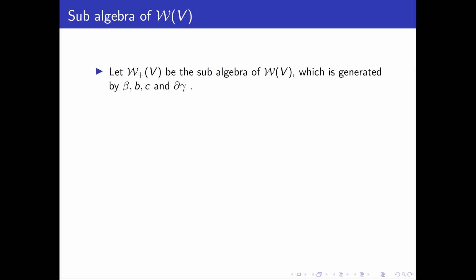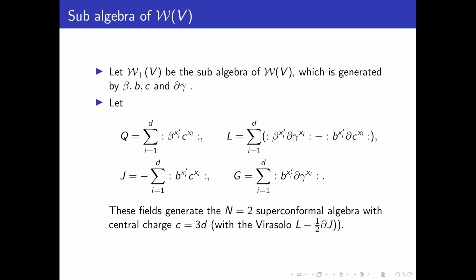So W plus V is such that the only element missing is gamma; everything else in WV is in W plus V. Now let Q, L, J, G be the following. These fields generate the N=2 superconformal algebra with central charge c equals 3d. Here the central charge is given by the Virasoro element L minus 1/2 dJ. Of course, L itself is the Virasoro element, but when we calculate the central charge, we use L minus 1/2 dJ. Why use this element? I think we can see later.